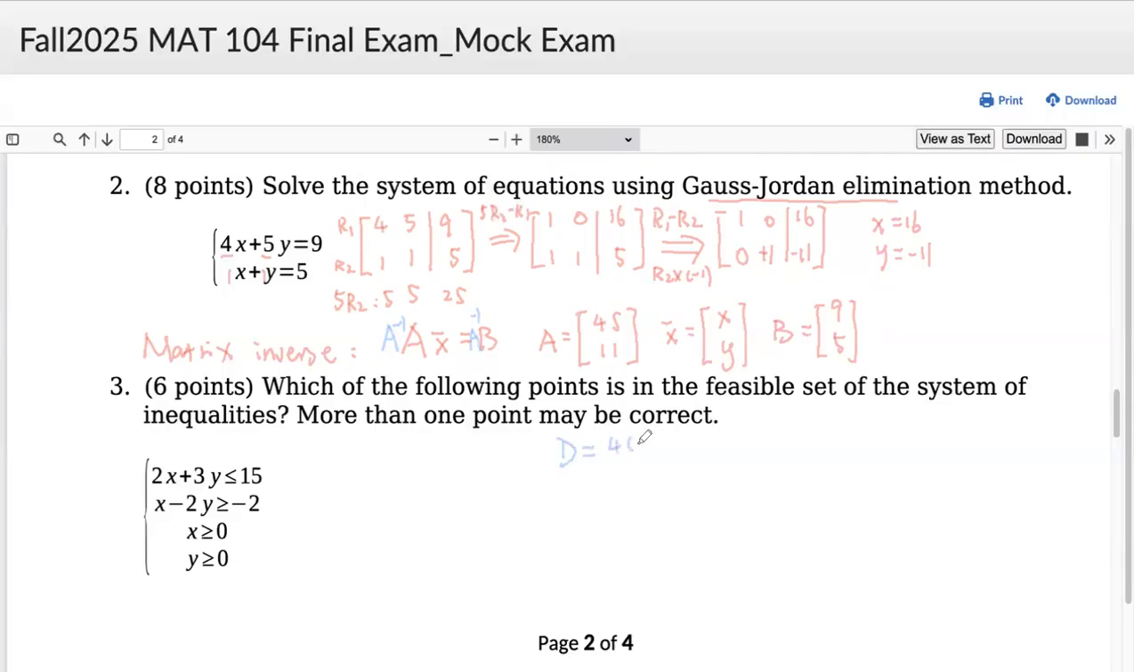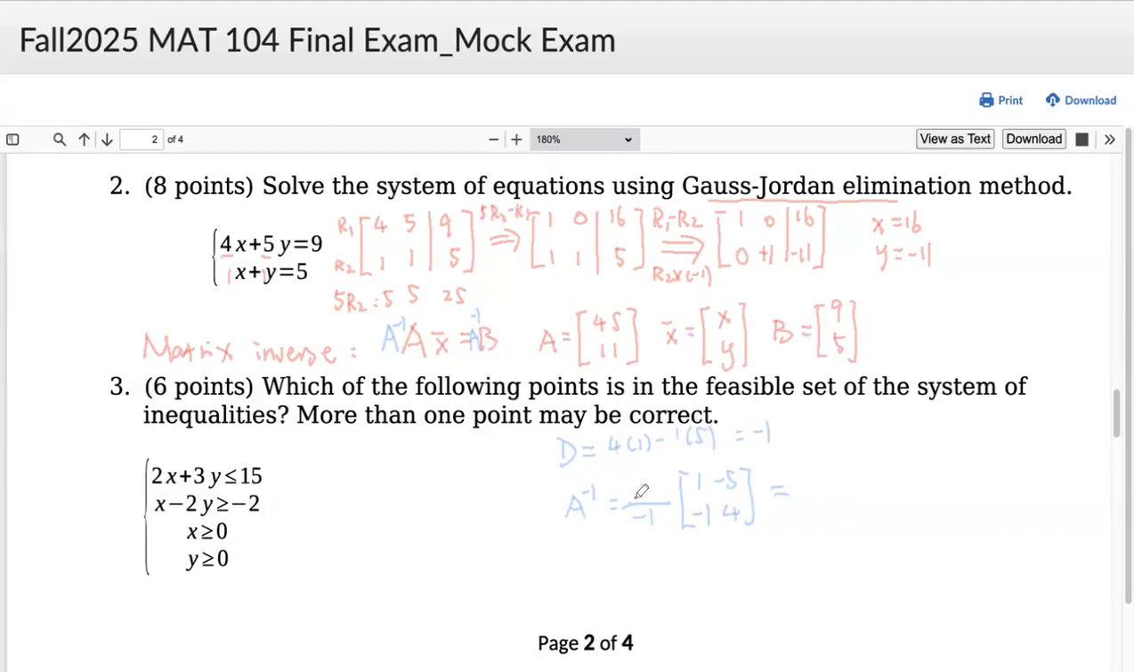Determinant equals 4 times 1 minus 1 times 5. Right? Diagonally, 4 times 1 minus 1 times 5. So we get negative 1. Then A inverse is 1 over D, 1 over negative 1, multiplied by a matrix. We swap 4 and 1, get 1, 4, like this. We put a negative sign before 5 and 1. So we get negative 5, negative 1 here.